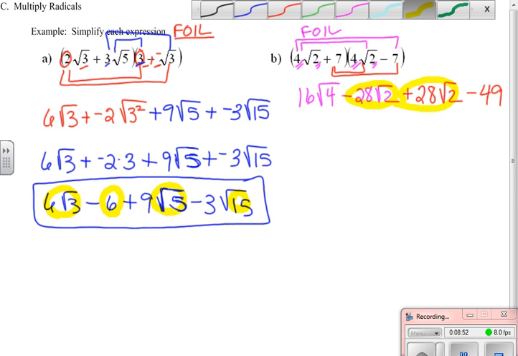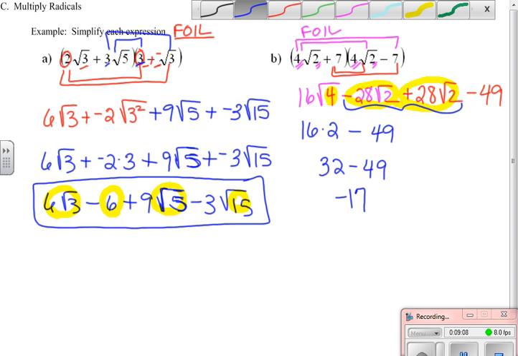These 2 are identical, so I can combine them, and I can simplify that one. So I have 16 times 2, that becomes 32, minus 49, 32 minus 49 is minus 17. And that's your answer. So sometimes your radicals will disappear entirely depending on the combination that you have.